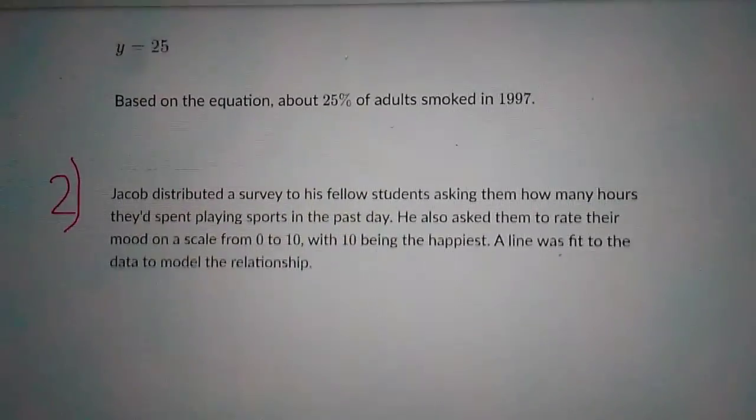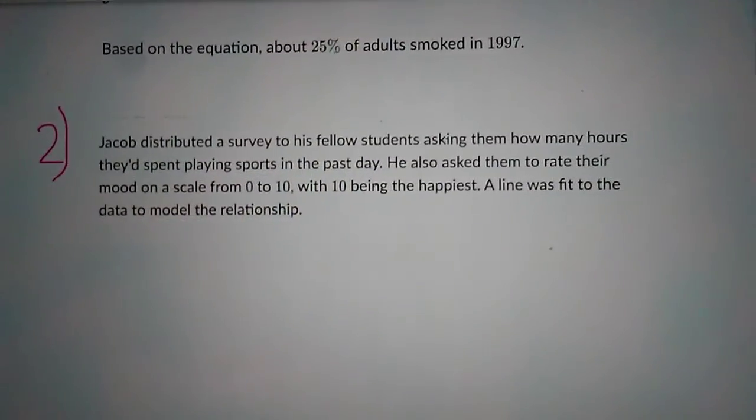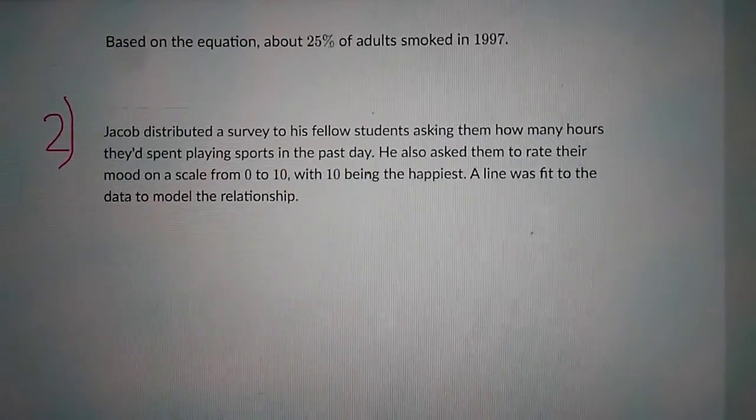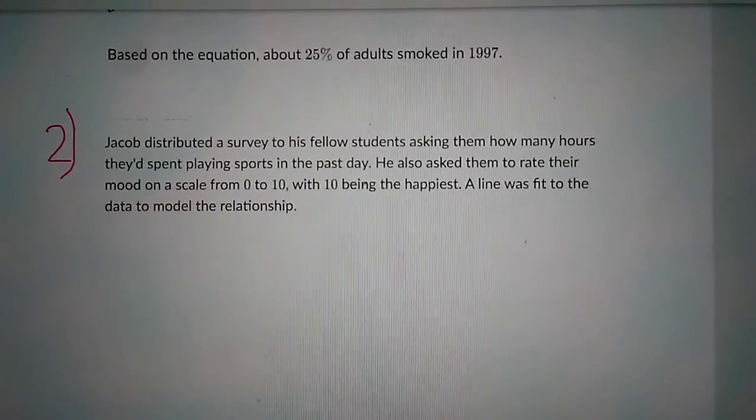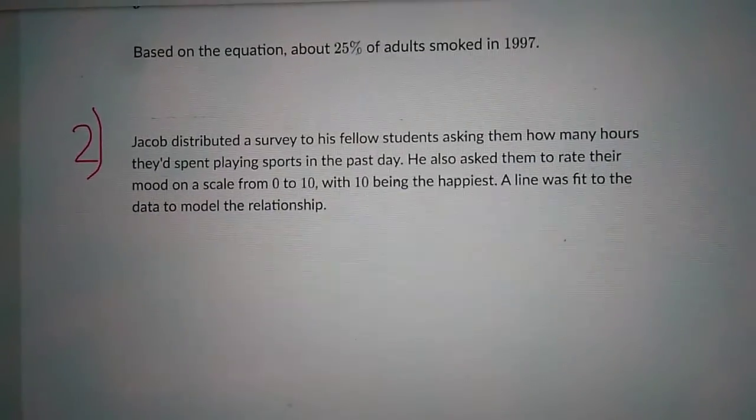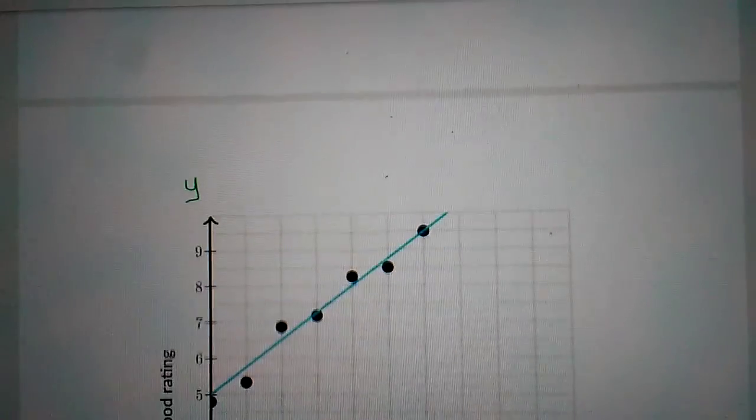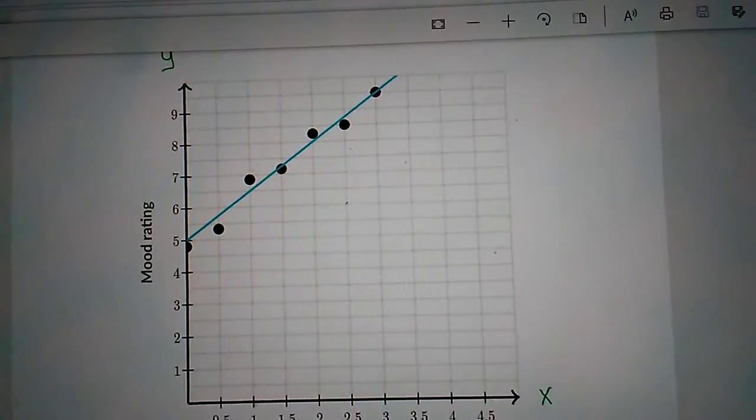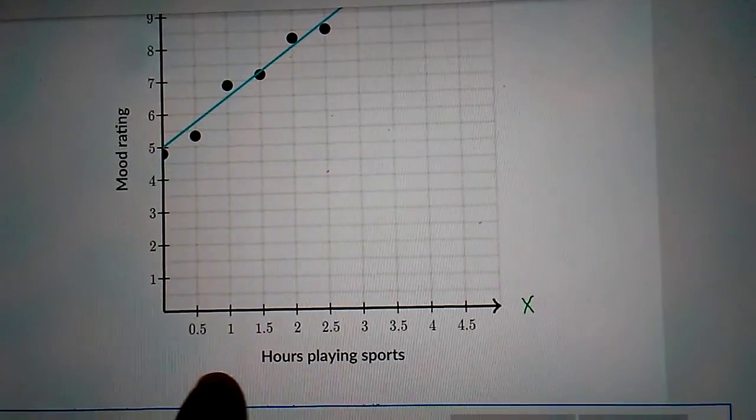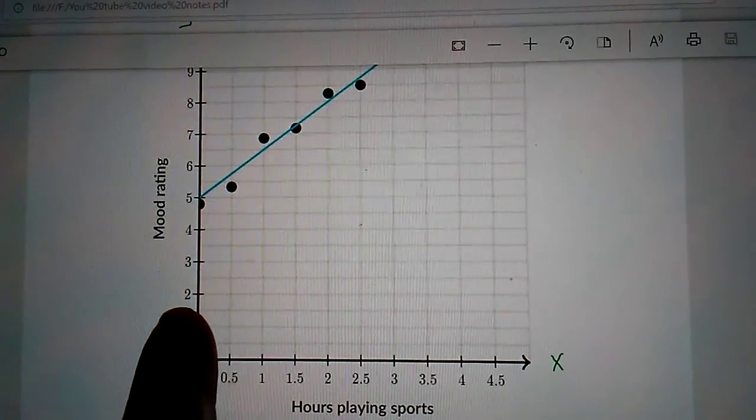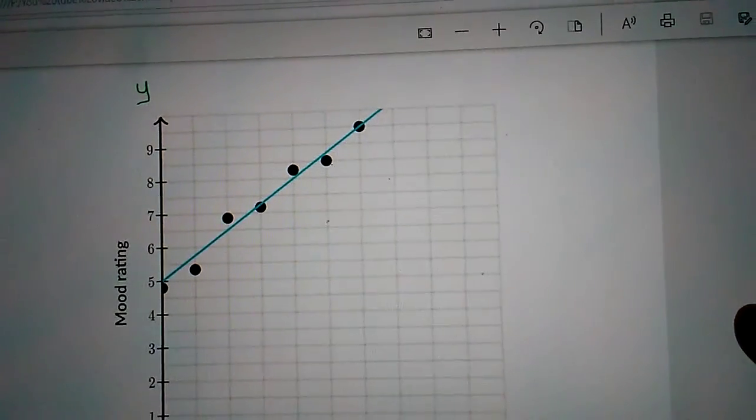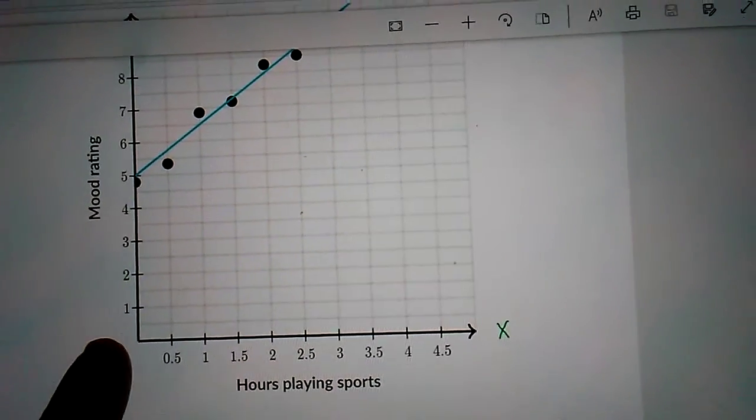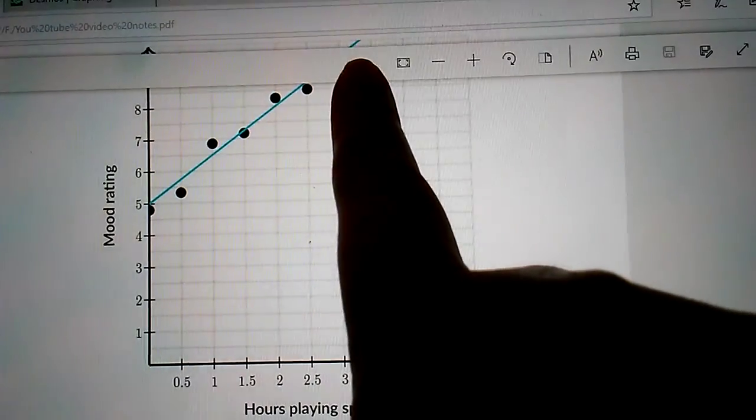Here's another example. Jacob distributed a survey to his fellow students asking them how many hours they'd spent playing sports in the past day. He also asked them to rate their mood on a scale from 0 to 10, with 10 being the happiest. A line was fit to the data to model the relationship. And as you can see here, here's a scatter plot, and the blue line is the line of best fit. The X represents the hours playing sports, and the Y is the mood rating. And it looks like these are going up, which is in a positive direction, so that would be a positive correlation. It's showing that the more hours you spend playing sports, the better your mood is, because that's also going up.